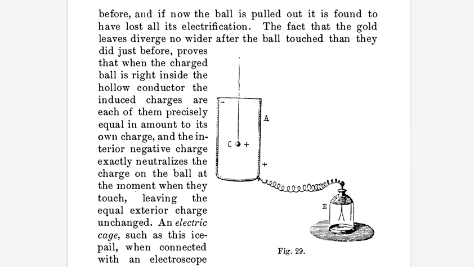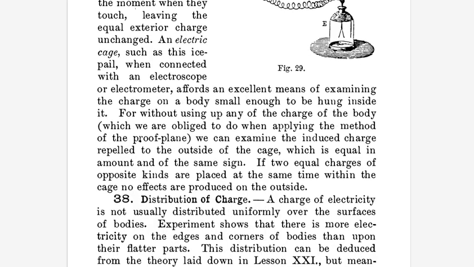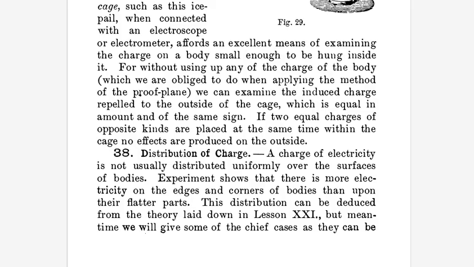An electric cage, such as the ice pail, when connected with an electroscope or electrometer, affords an excellent means of examining the charge on a body small enough to be hung inside it. For without using up any of the charge of the body, which we are obliged to do when applying the method of the proof plane, we can examine the induced charge repelled to the outside of the cage, which is equal in amount and of the same sign. If two equal charges of opposite kinds are placed at the same time within the cage, no effects are produced on the outside.